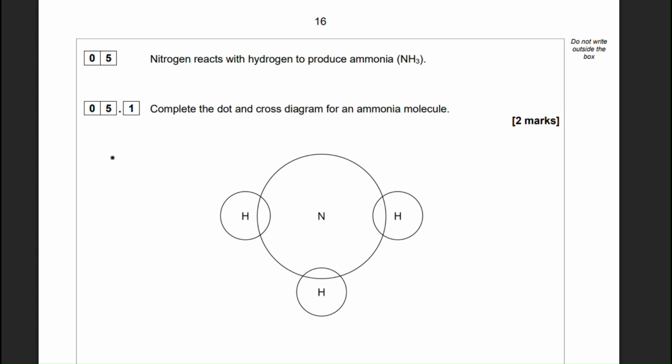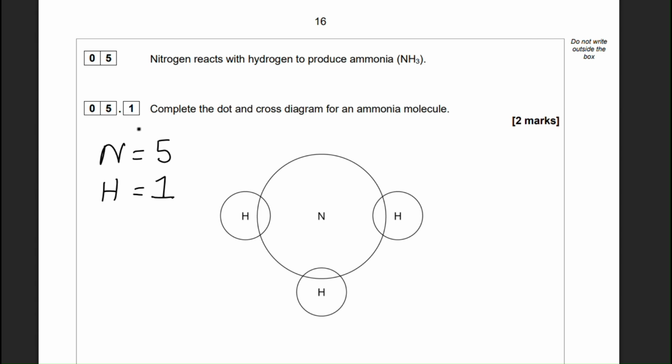Now if you look at your periodic table, nitrogen has 5 electrons in its outer shell because it's in group 5 of the periodic table, and hydrogen is not really in any group because it's on its own in the middle of the periodic table, but that only has 1 electron anyway, so that will have 1 electron in its outer shell. Now you can use different colors or you can do dots and crosses. I prefer to use dots and crosses.